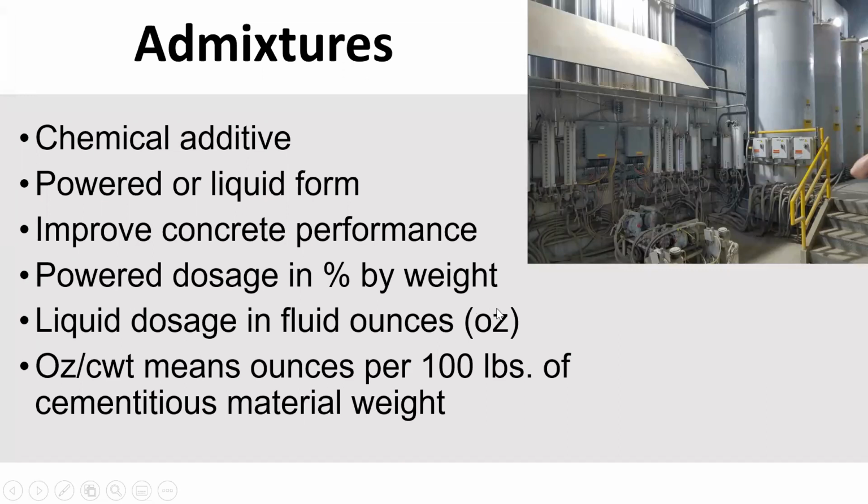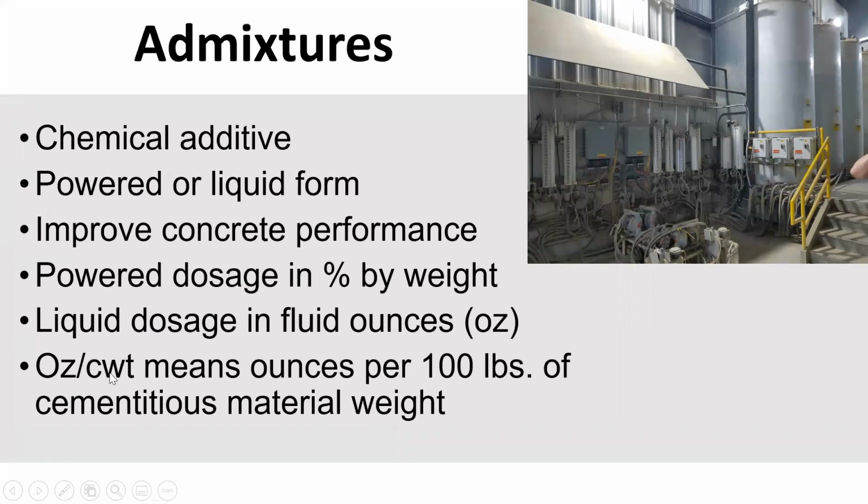So chemical additives is what I'm referring to. You have powdered or liquid form. These additives are usually added to improve the workability of the concrete. That's what they're incorporated for. Powdered dosages are usually percent by weight. Liquid dosages are in fluid ounces.